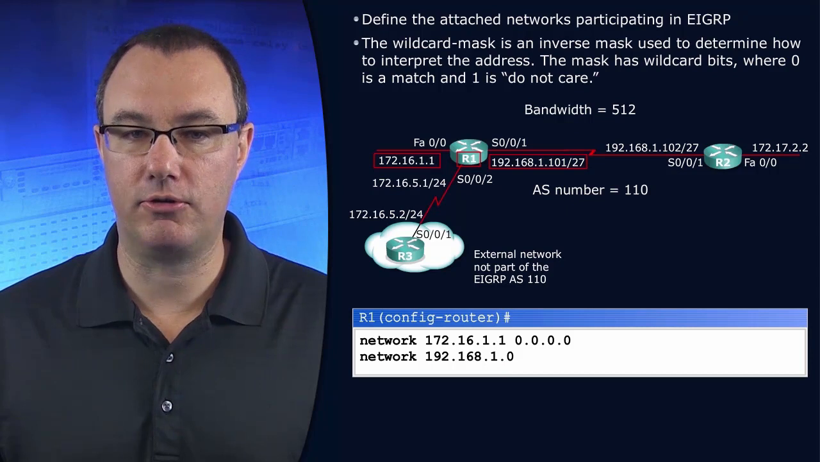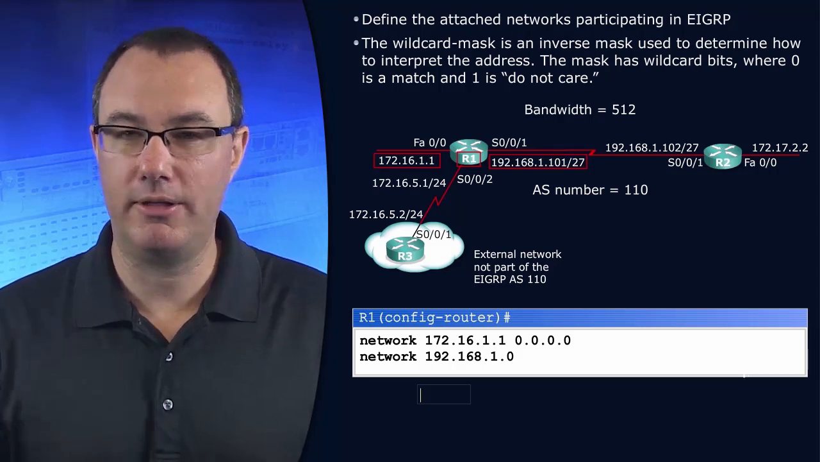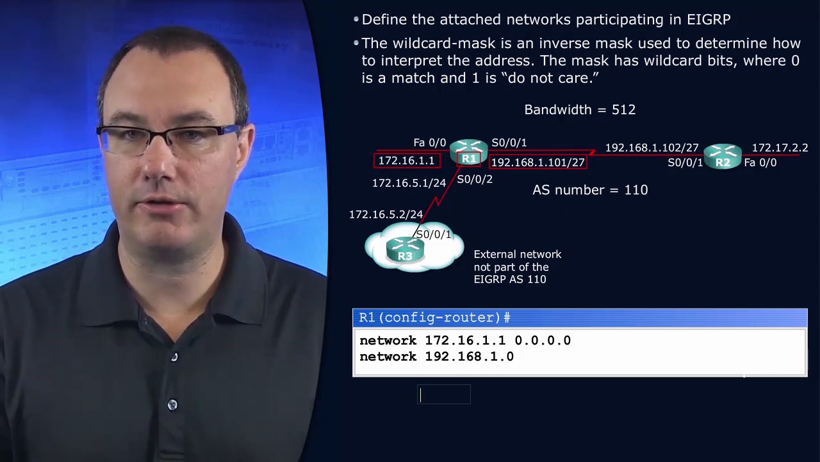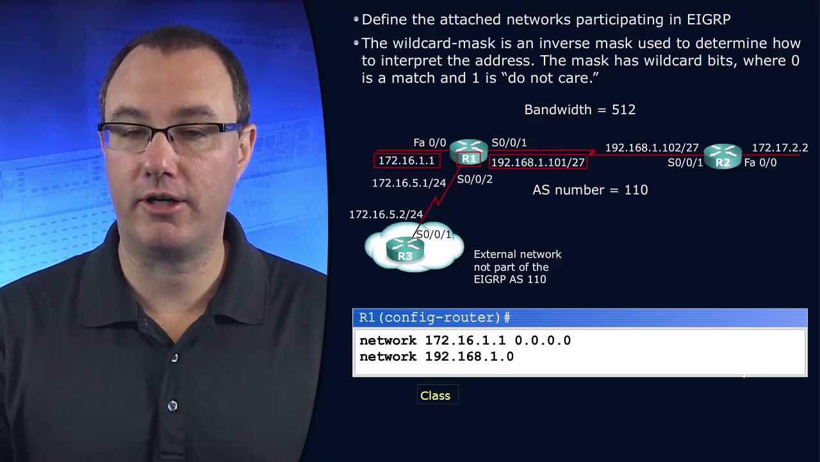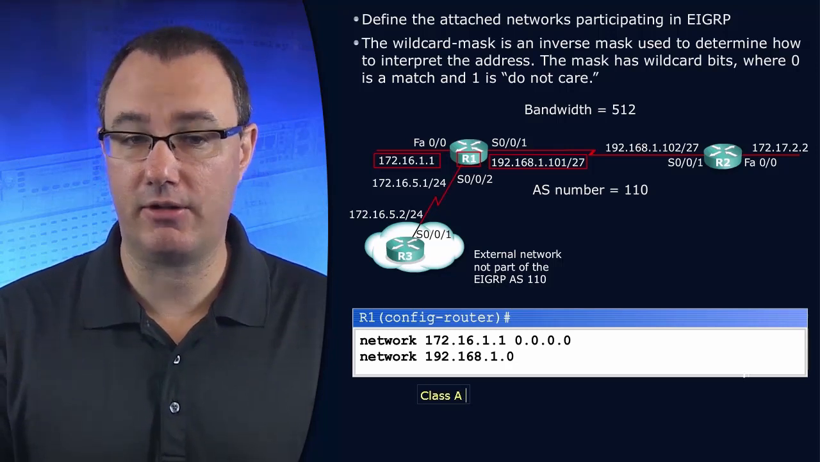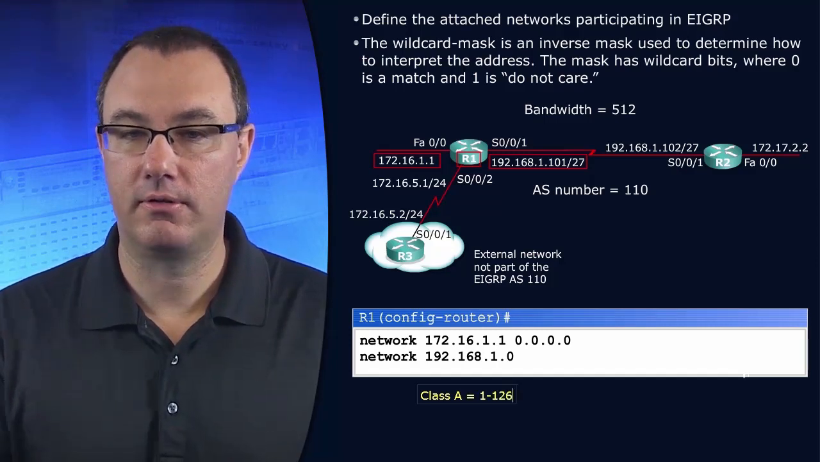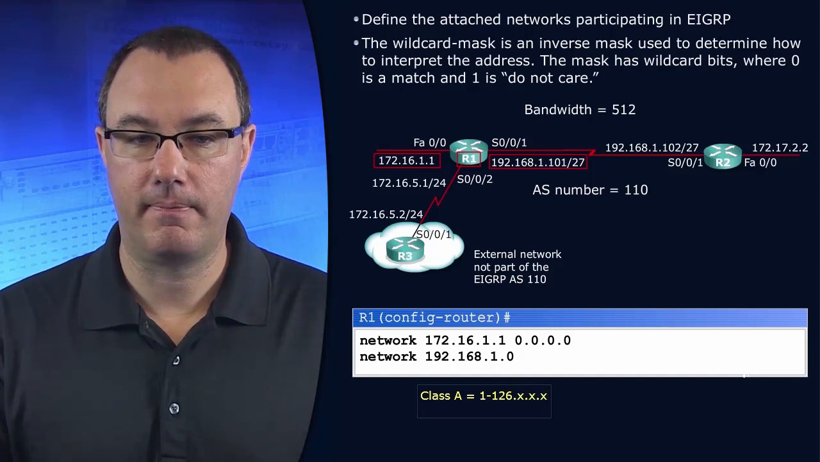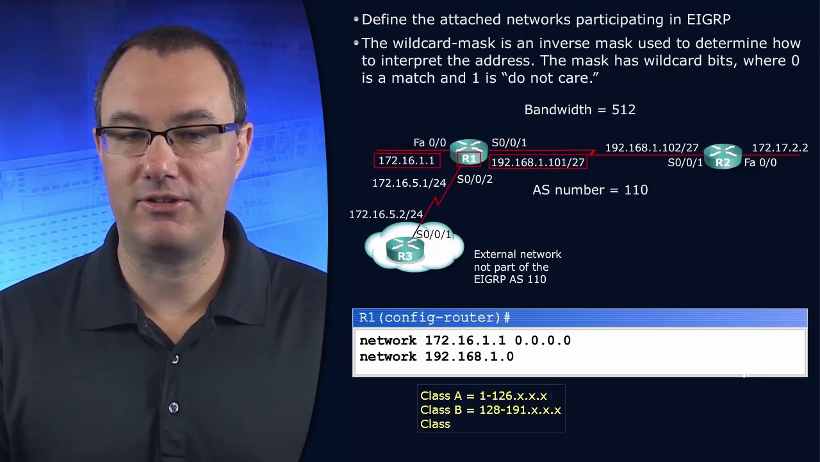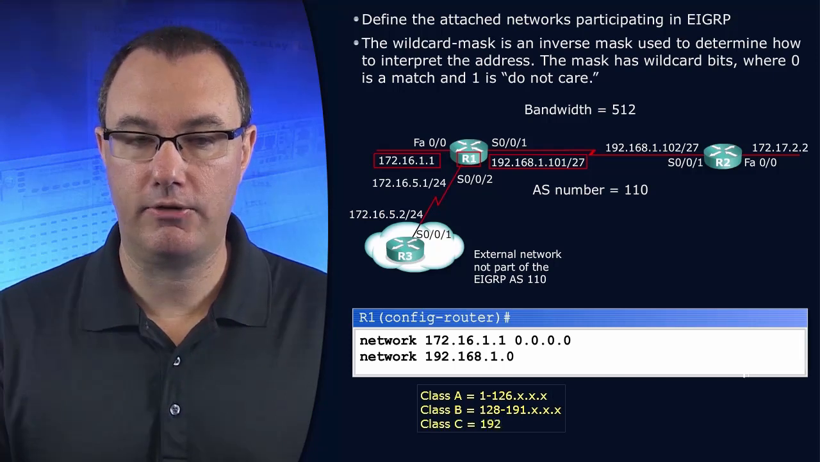That can be misunderstood and misinterpreted. What I'm really saying there is if you don't have a wildcard mask, it will look at the first octet and it'll say, is that a class A? Which would be 1 through 126. Anything. Is it class B? That would be 128 through 191. Anything. And class C, 192 through 223. Anything.